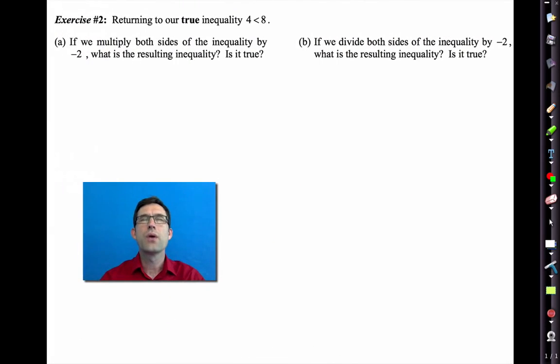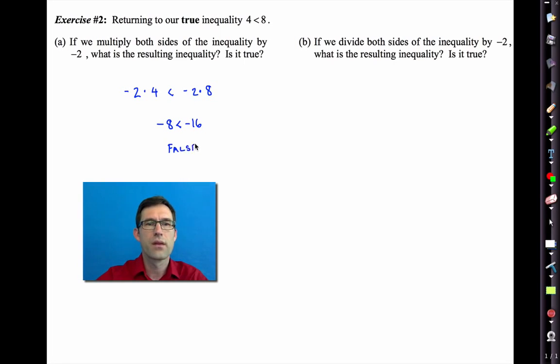It would be so lovely if inequalities worked exactly like equations, but let's take a look at 4 is less than 8. Letter A says if we multiply both sides of the inequality by -2, what is the resulting inequality? And is it true? So now I'm going to multiply the left by -2 and the right by -2, and I'm going to get -8 is less than -16. That's false. That's definitely false. -8 is not less than -16. In fact, -16 is less than -8.